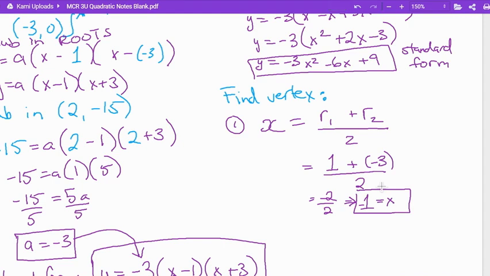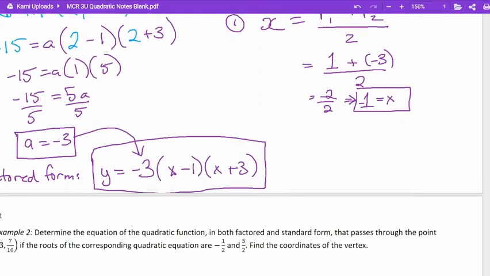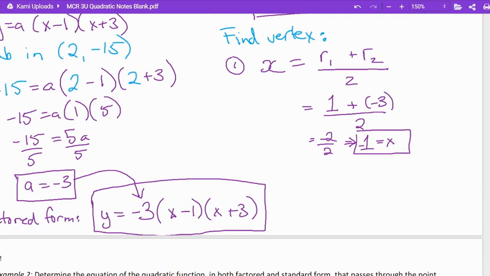What am I trying to find right now? Pardon? The vertex. So far, I have found the x of the vertex. So my end goal is to write the vertex. I already know that the x is going to be negative 1, so I just need to find the y. Any ideas how I can do that? Yeah, Victoria. You can absolutely do that.